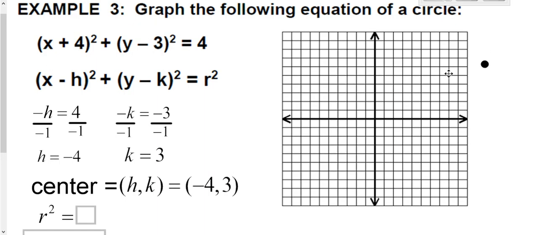I can graph it. So this is the x-coordinate. I start in the middle, and then I go 4 spaces to the left: negative 1, 2, 3, negative 4. And then positive 3 means up 3: 1, 2, 3.